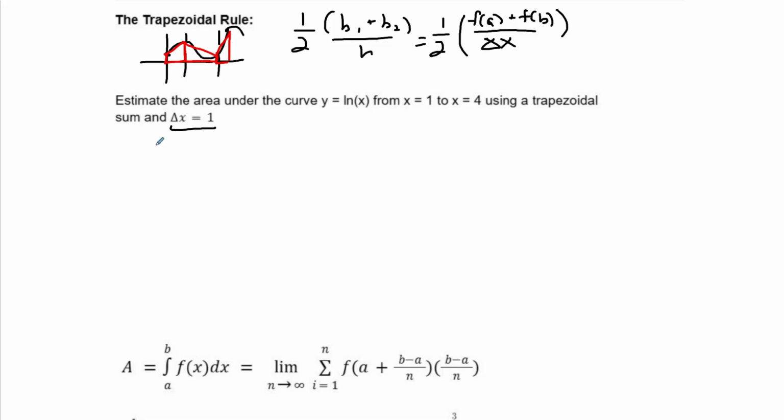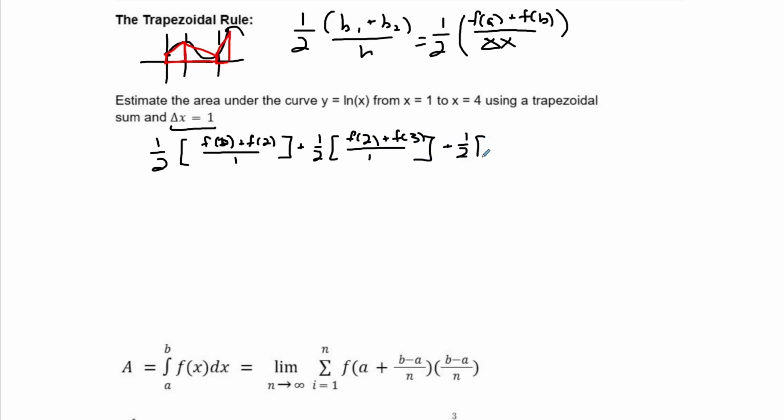So we're going to have 1/2 times, for 1 to 2, right? It would be times f of 1, plus f of 2, and that would be over 1, because delta x is 1. And then we would have plus 1/2 f of 2 plus f of 3, and that would be over 1 again. And then we would have plus 1/2 f of 3 plus f of 4, and that would be over again 1, right?